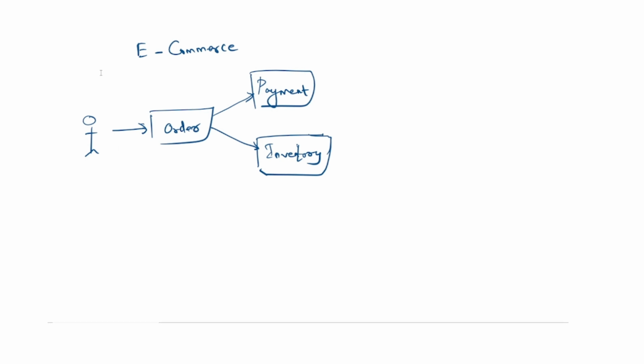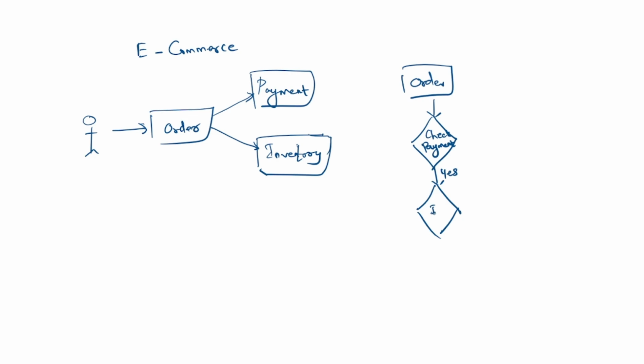Let's take a use case. A simple e-commerce where a customer sends an order and it depends on the payment and inventory. Let's go through the data flow. You receive an order and you check for the payment. If payment is successful, then we'll check for the inventory. If inventory is also available, we'll confirm the order.